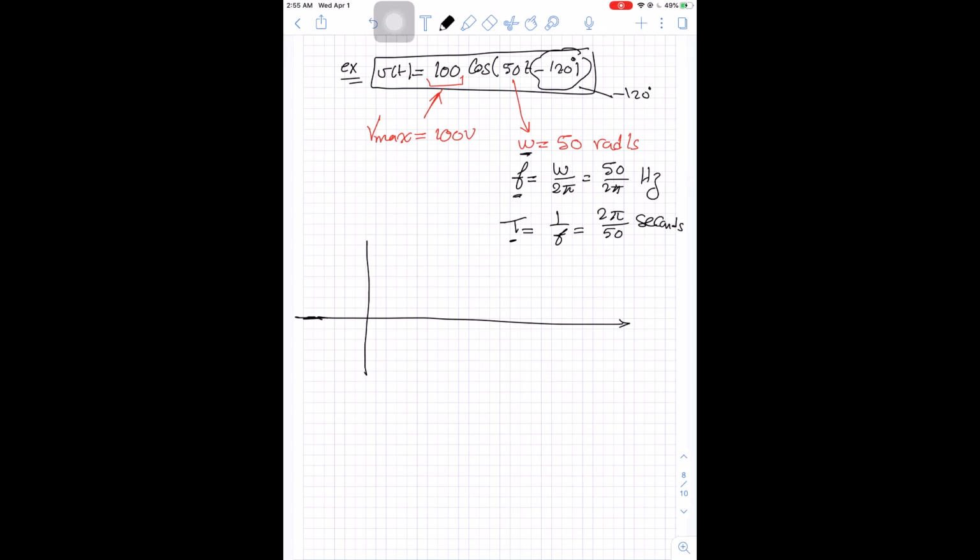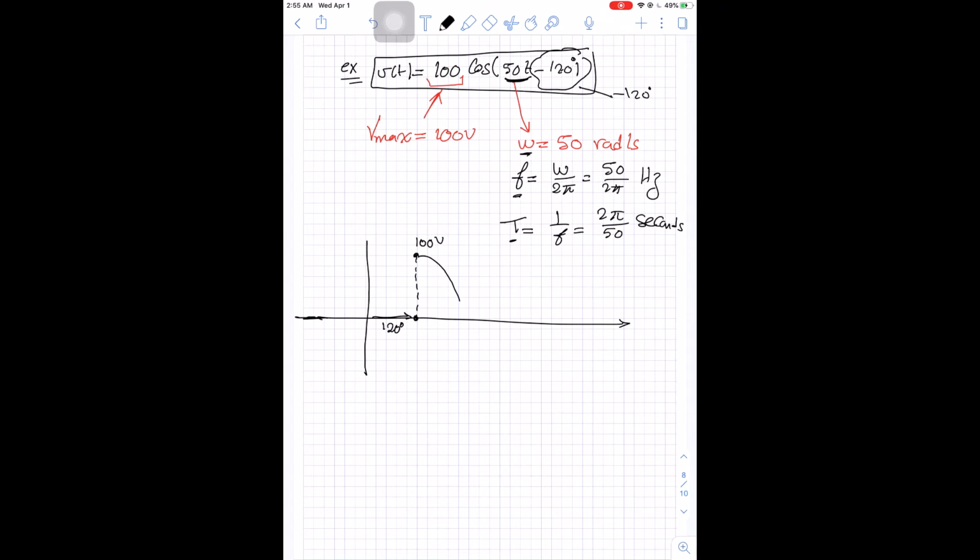So when will your cos wave be equal to the peak? Your cos wave will equal the peak when omega t, or the angle, is positive 120 degree. If the angle is positive 120 degree, you will have cos 0, which is 1, which gives us the peak. So here is the peak, 100 volt. And this will happen at an angle of 120 degree. In this case, your voltage will be peak.